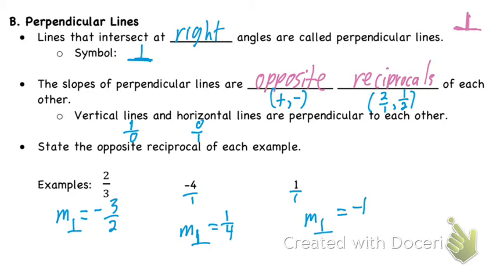Questions on that? Give me a thumbs up if that makes sense. Give me a thumbs down if you're still struggling with it a little bit. Okay, thank you. Aiden, what part are you struggling with? Do you understand how 2/3 and -3/2 are opposite reciprocals? Okay, do you understand how these are opposite reciprocals? Is there anything on this page that you don't understand?